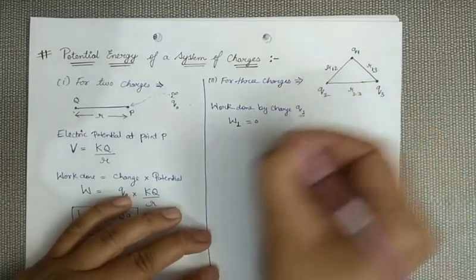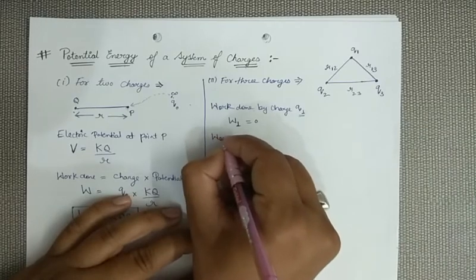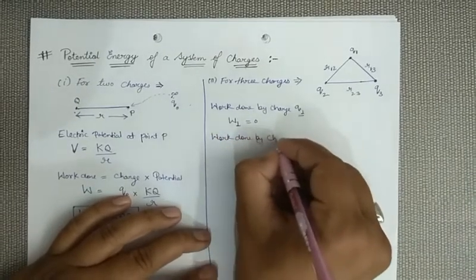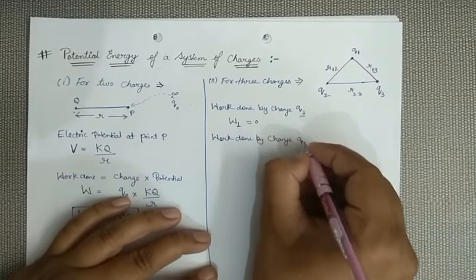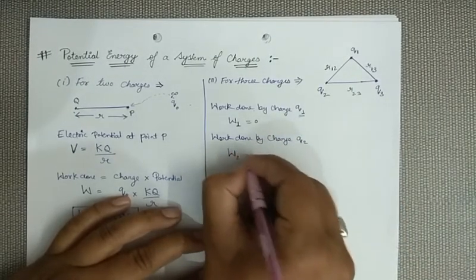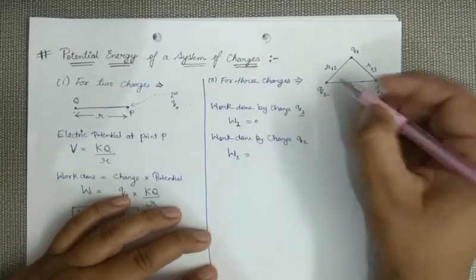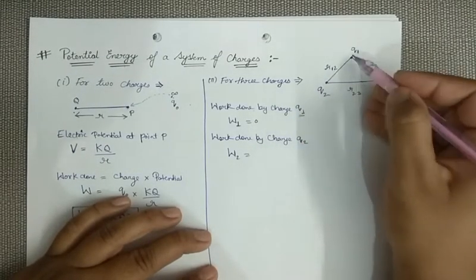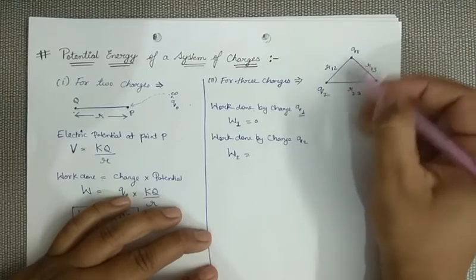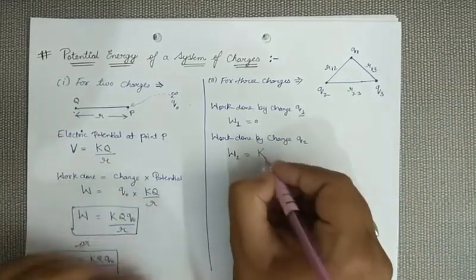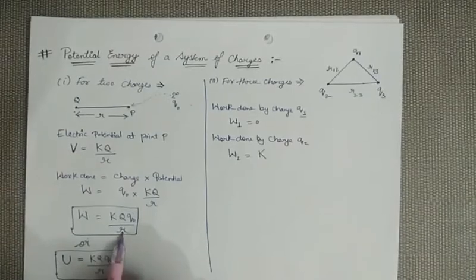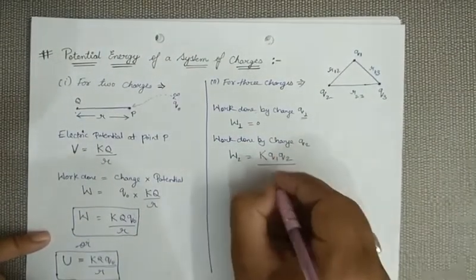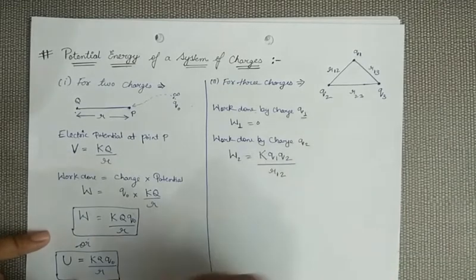Now when the second charge enters, the work done by charge Q2, that is W2. Now when the time comes for the second, there is already Q1, so this second charge has to do some work with respect to Q1. So work done for the two charges, as we know by this formula, is K, first charge, second charge upon the distance between them.